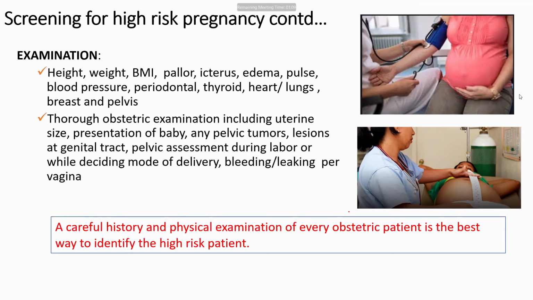And a thorough obstetric examination to look for uterine size, presentation, any pelvic tumors, any lesion in the genital tract, and pelvic assessment during labor to rule out any cephalopelvic disproportion and to decide the mode of delivery. Is there obvious bleeding or leaking? So careful history and physical examination of every obstetric patient is the best way to identify the high risk patient.